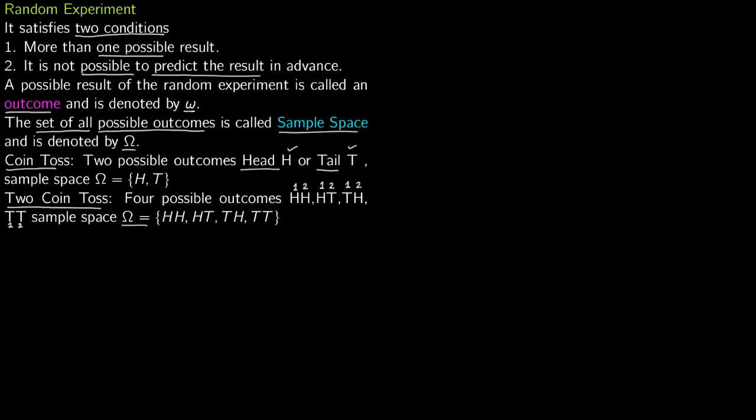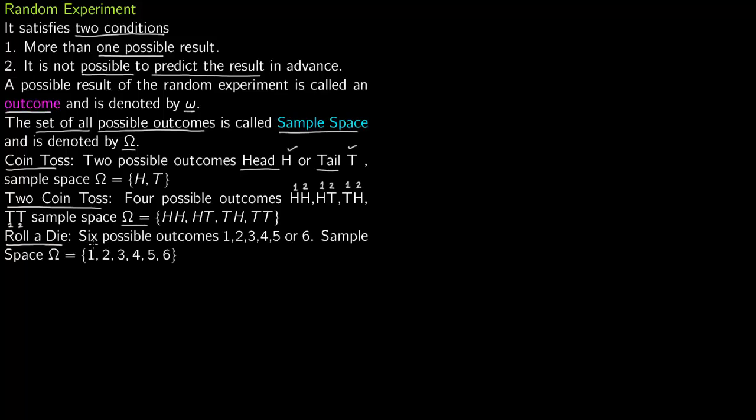Now another example, rolling a die. There are 6 possible outcomes here. You could roll either 1 or 2 or 3 or 4 or 5 or 6. So there are 6 outcomes here, and the sample space is all these outcomes: 1, 2, 3, 4, 5, 6.